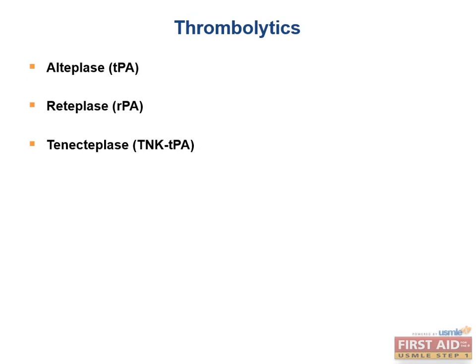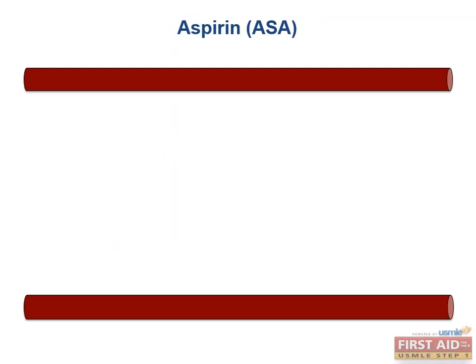regardless of current thrombus. Toxicity of thrombolytics is managed with aminocaproic acid, which acts by inhibiting fibrinolysis. The next class of drugs we'll discuss are the antiplatelet agents. The most common in this class is, of course, aspirin.